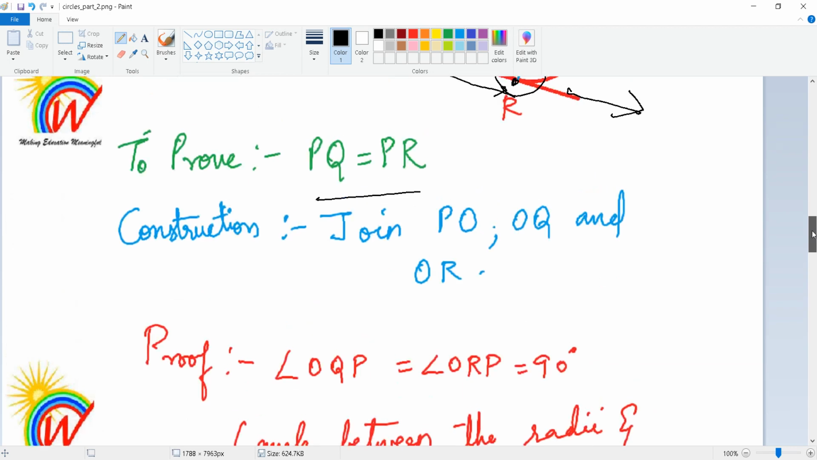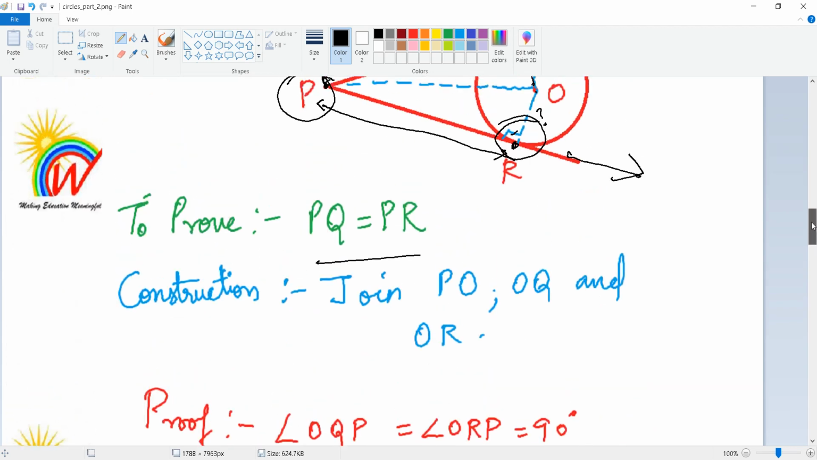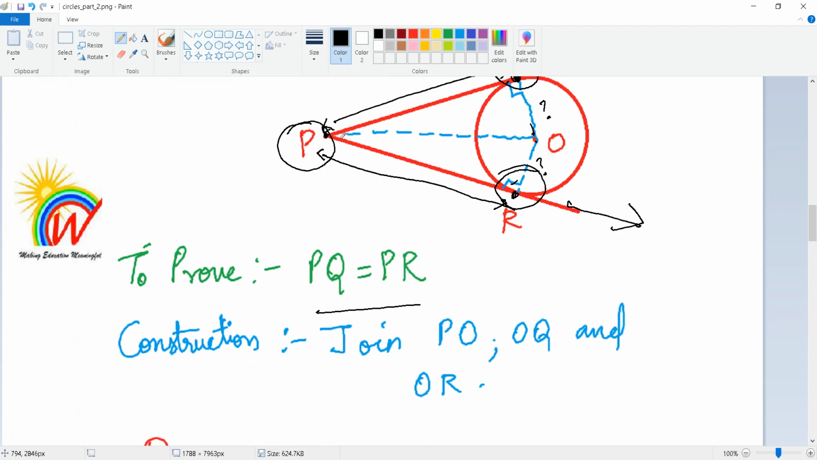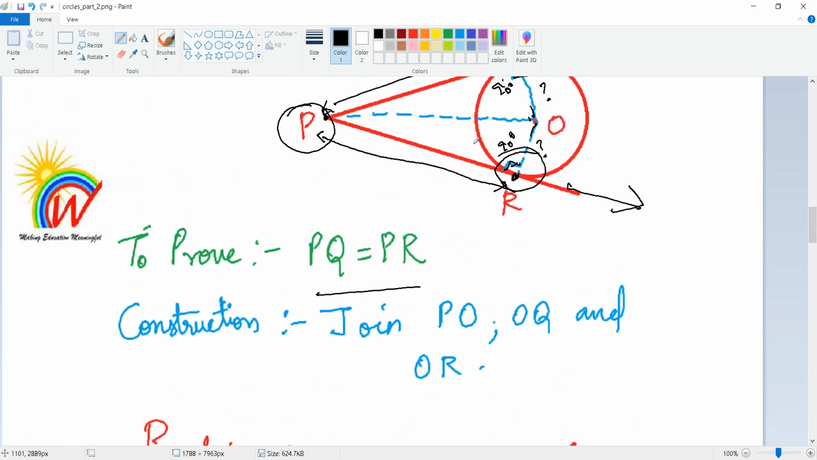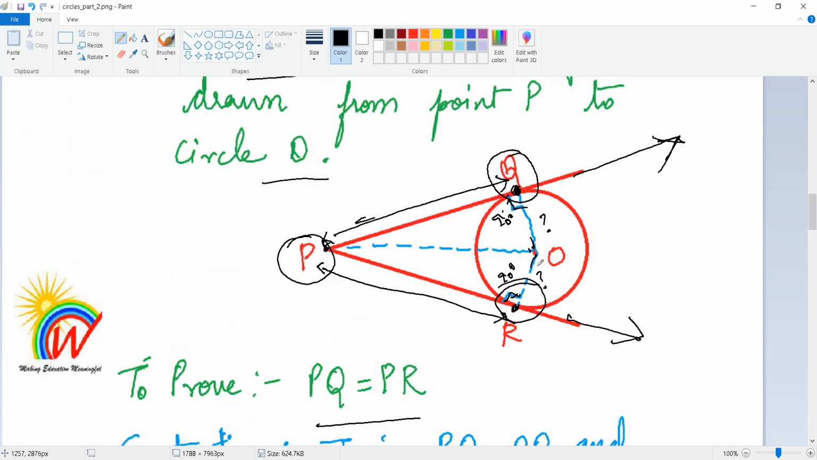We already learnt in the previous session that the radius and the tangent intersect each other perpendicularly. So we know that OQ and OR are radii, and this and this are going to be 90 degrees. They intersect perpendicularly. That's what I have written over here: angle OQP equals angle ORP equals 90 degrees. That is this angle which I have shown over here. These two are 90 degrees.